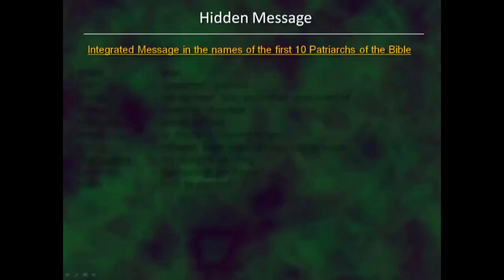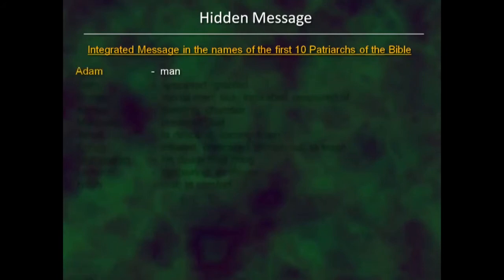And one of the very interesting things is this integrated message in the names of these first 10 patriarchs. There's so much there. It's almost like God really rewards when you search deep. Jesus used to say, he who has ears, let him hear. It's almost like he's saying, pay attention, I'm saying something important. And certainly in the case of here, if you just skimmed over this section of scripture, you might miss a lot of the things.